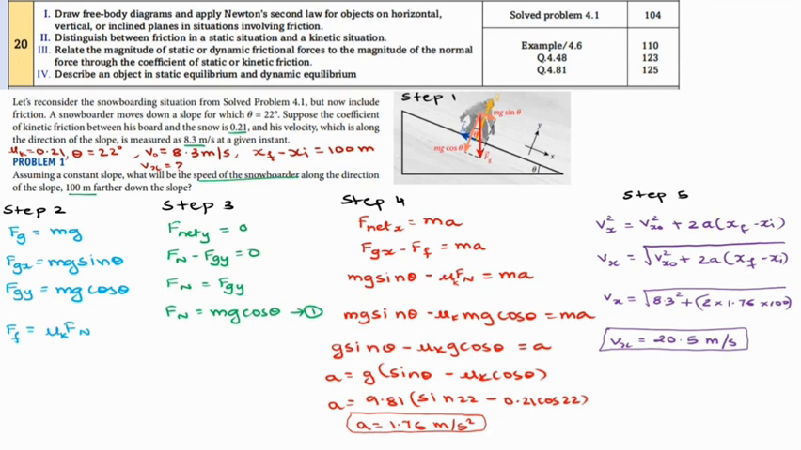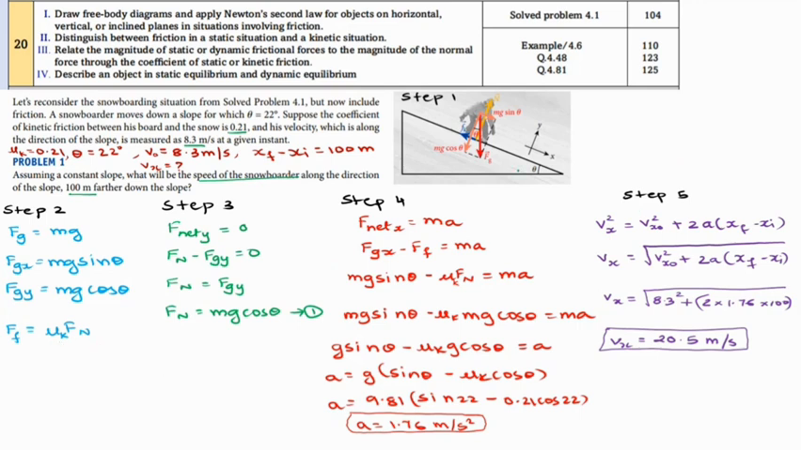If I want to find speed, I first need to know what is the acceleration of the snowboarder. Once I know the acceleration, then I can use any one of the equations of motion to find the speed. So let's start with step 1. In step 1, we draw the free body diagram. Then in step 2, we specify all the forces that we are using. I have Fg equal mg, Fgx mg sine theta, Fgy mg cosine theta. Force of friction is mu k Fn.